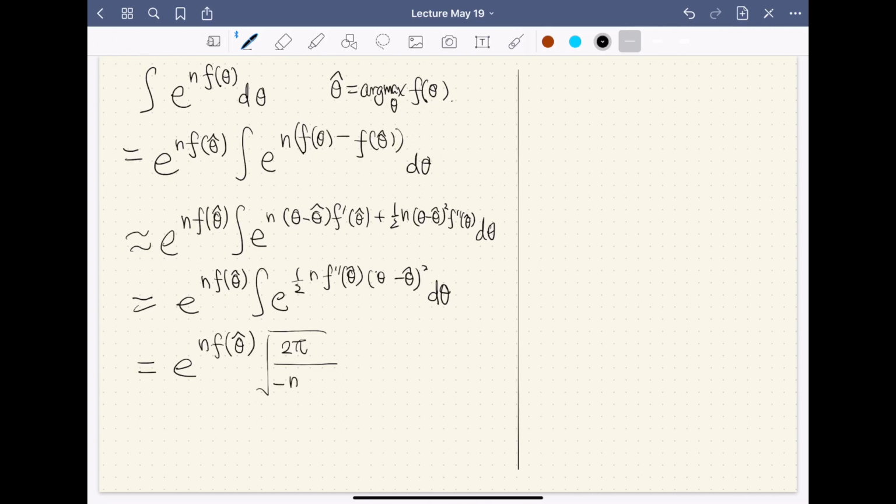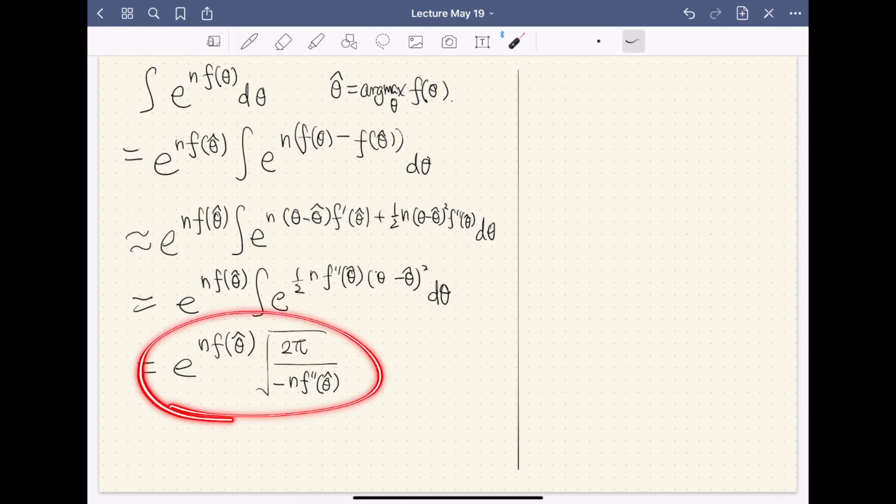Negative and second derivative of f evaluated at theta hat. Okay. Now, in order that you can actually calculate this integral and this integral does not blow up, you need to assume that the second derivative at theta hat is negative. Otherwise, the integral will be infinite. Okay, so now this formula is the Laplace approximation, right? It's very simple to derive. It's just a formula that empirically usually works very well, but theoretically it's not rigorous, very much like what you do in physics. Okay, so now let's consider a multivariate case.